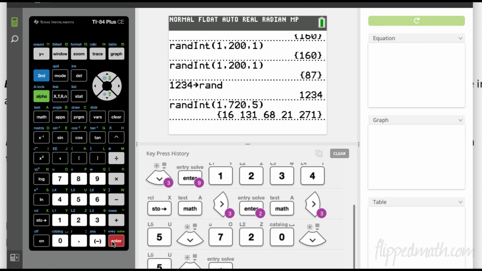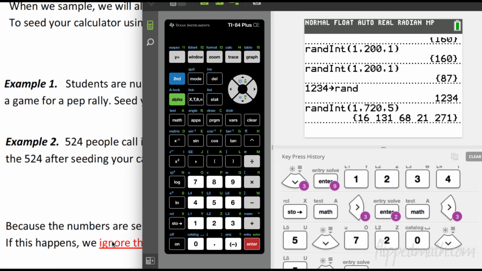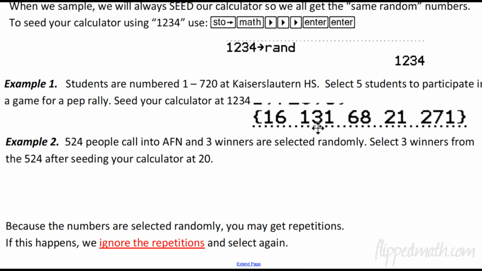Okay, so the 5 students are students number 16, 131, 68, 21, and 271. All right, so we're just going to write those numbers down, and it'll show your teacher that you know how to do that as well. You get the same numbers there. We all should get the same numbers here, right? What happens if one of the numbers repeats? We just talked about that. You just select one more number.